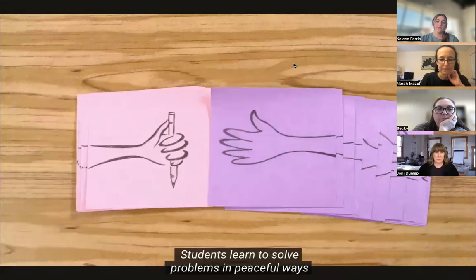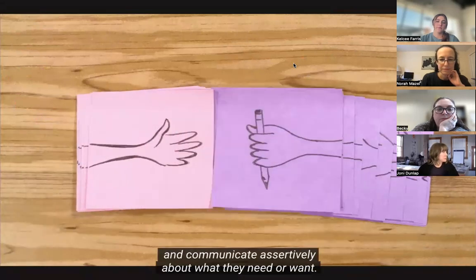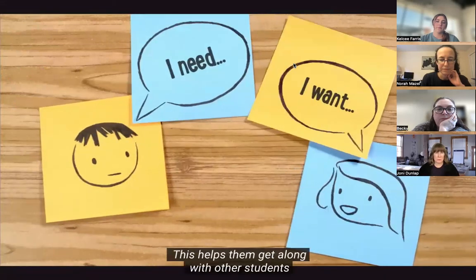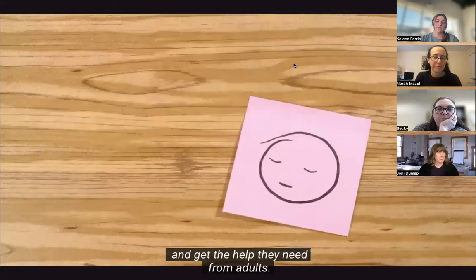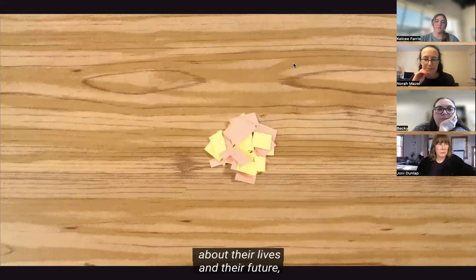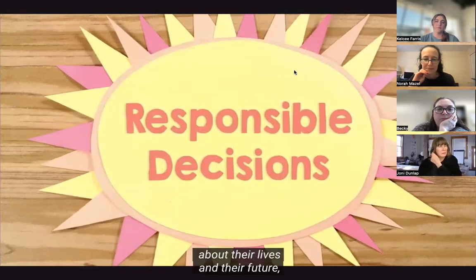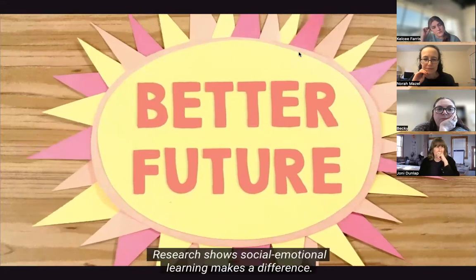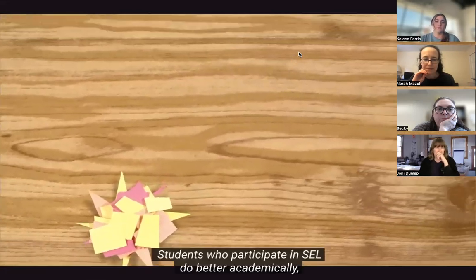Students learn to solve problems in peaceful ways and communicate assertively about what they need or want. This helps them get along with other students and get the help they need from adults. When students learn to make responsible decisions about their lives and their future, things can turn out better. Research shows social emotional learning makes a difference.